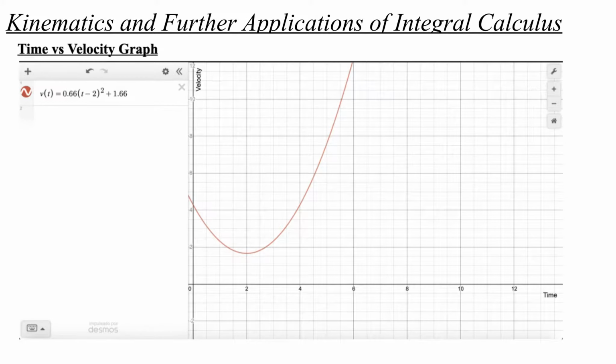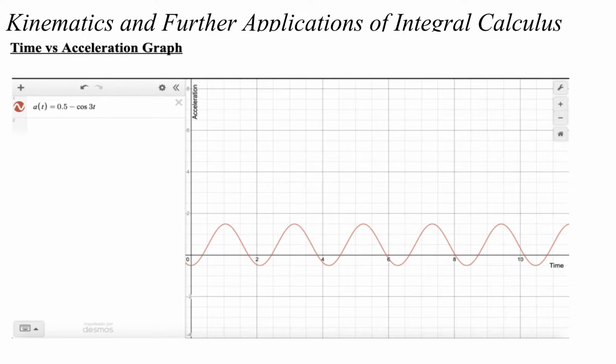Here we have the time versus velocity graph, where the velocity function is v(t) equals 0.66 times the quantity (t minus 2) squared plus 1.66, where the y-axis is velocity and the x-axis is time. And finally, we have the time versus acceleration graph, where the acceleration function is a(t) equals 0.5 minus cosine 3t, where the y-axis is acceleration and the x-axis is time.